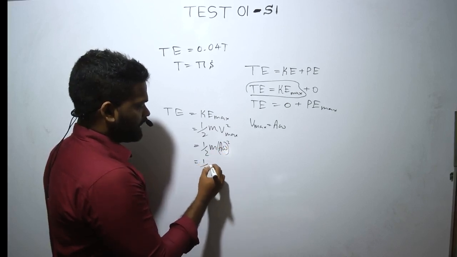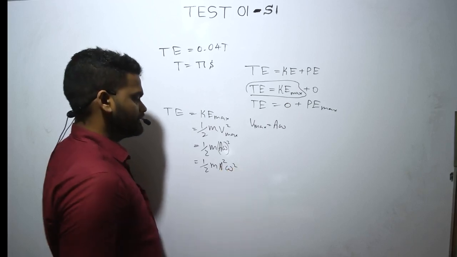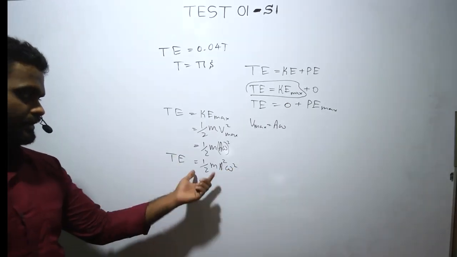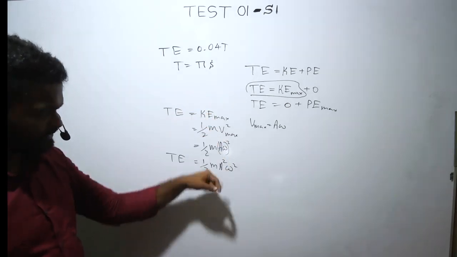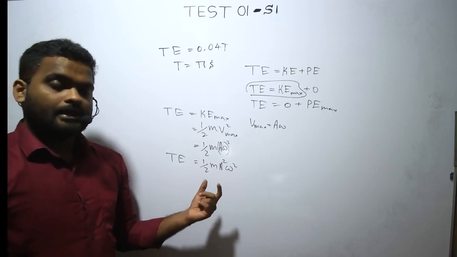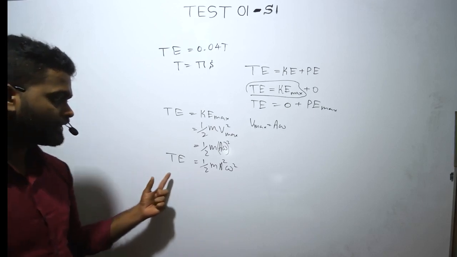So here we have half m a squared omega squared, right? Now you have an equation for total energy. If you can remember this, it's better. But if you don't, you just have to derive that in order to find the total energy. There's another important thing I have to pinpoint here.